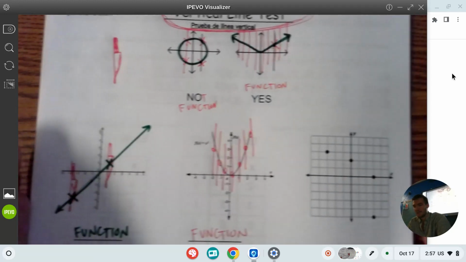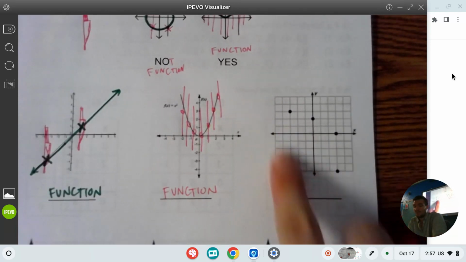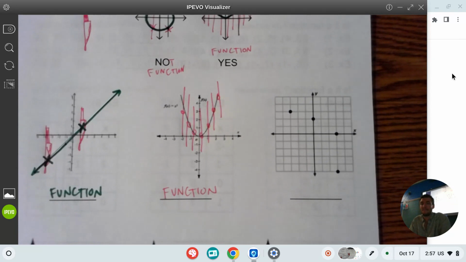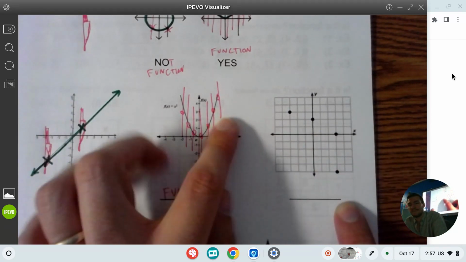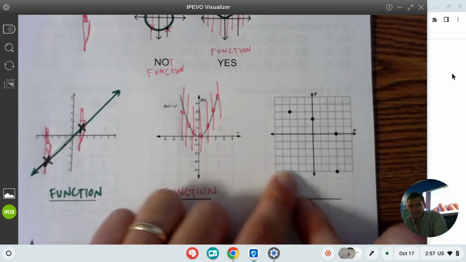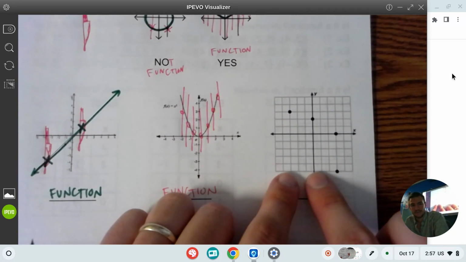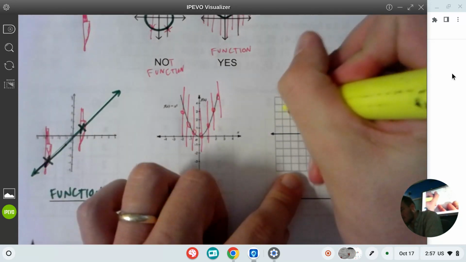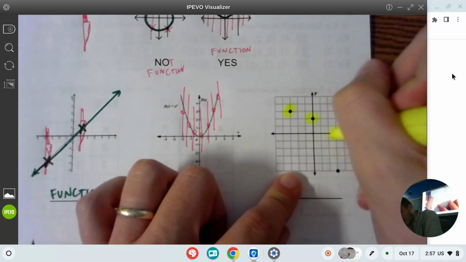All right? Some students get intimidated by the relation here with just a bunch of coordinates, and they think maybe it's harder because they don't have the line. What makes up this graph? Dots, coordinates, ordered pairs. How many dots are there on this graph? 4. 1, 2, 3, 4.